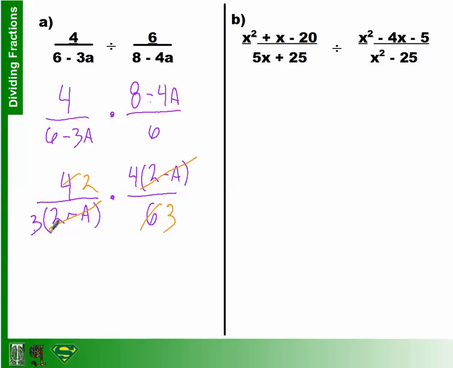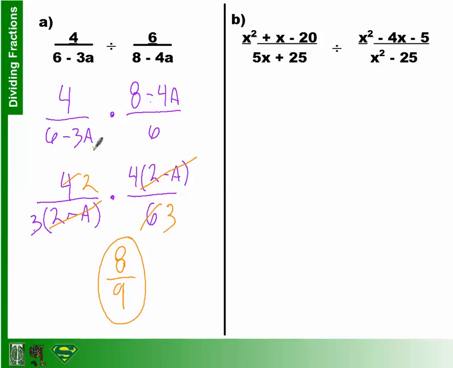All right. So at this point, what do we do now? Multiply across. So 4 times 2 is? 8. 3 times 3 is? 9. And there you go. Now we should talk about restrictions really quickly. Obviously, if we're looking at this one, a cannot be equal to 2 because that would give us a 0 in the denominator, but there you have it.